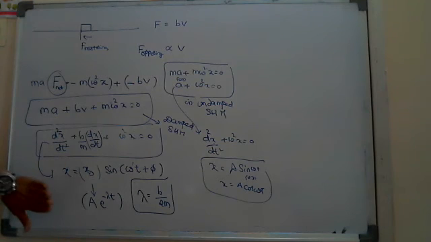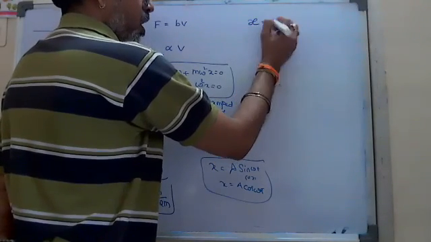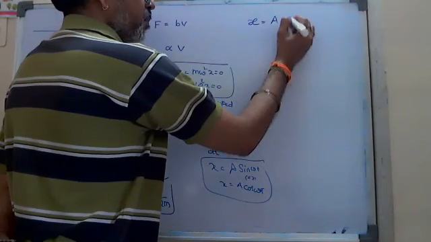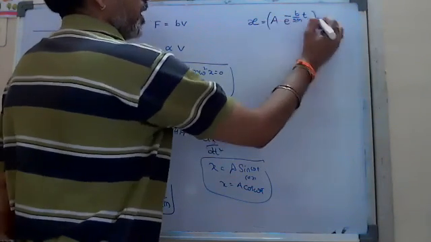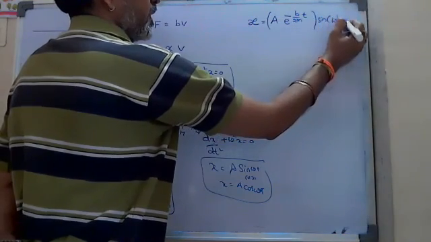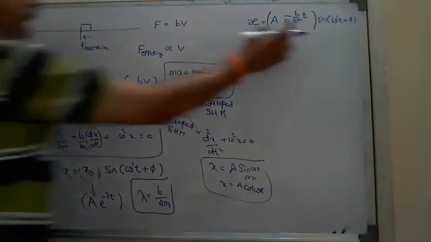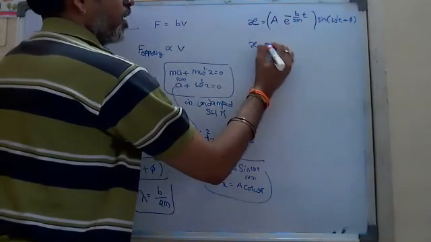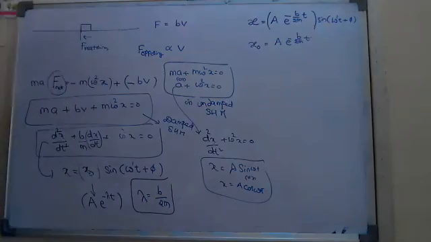So if I substitute that lambda value here, finally I will get the displacement of damped oscillations is equal to x naught. X naught is A e power minus b by 2m in place of lambda into t, into sine omega dash t plus or minus 1. This is your damped amplitude, x naught equals A e power minus b by 2m into t.